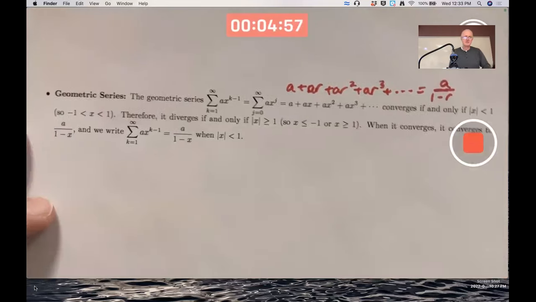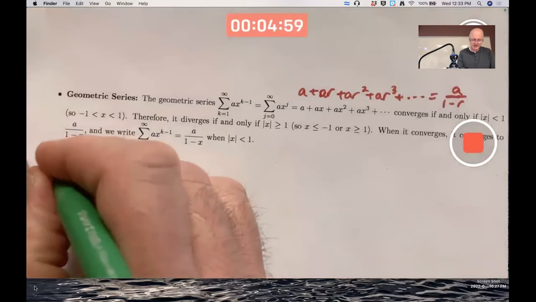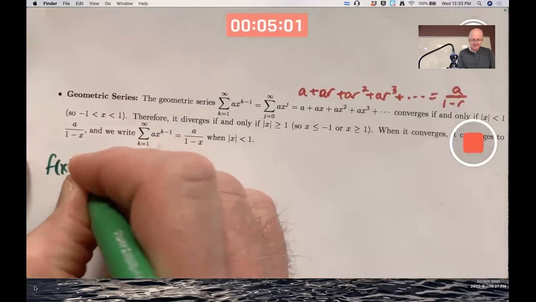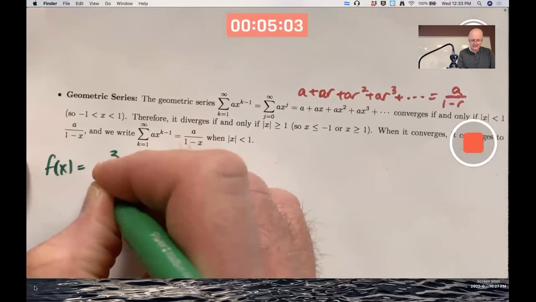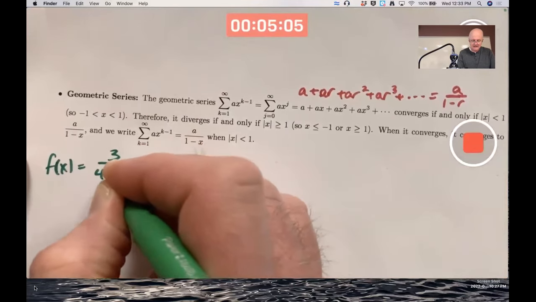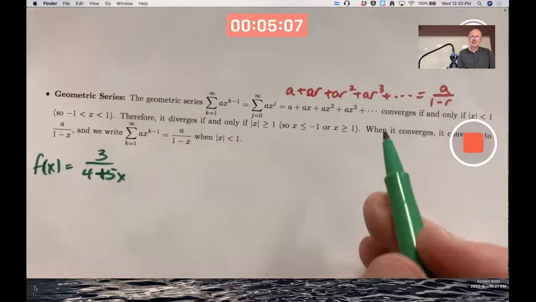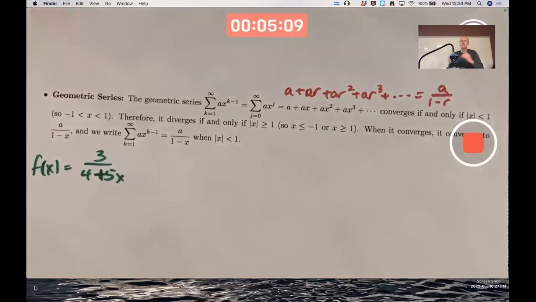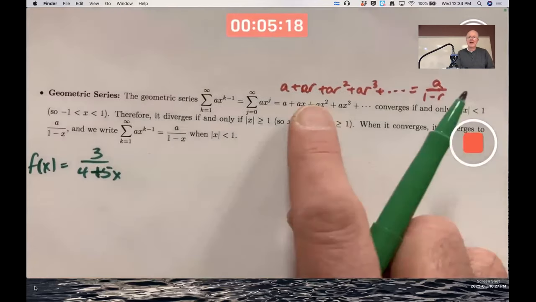Let's start with the function. And here's the function I'm going to pick. f of x equals 3 over 4 plus 5x. And let's try to use this exact same formula to expand this function. That's the word people use, expand this function as an infinite series. To write it like that.